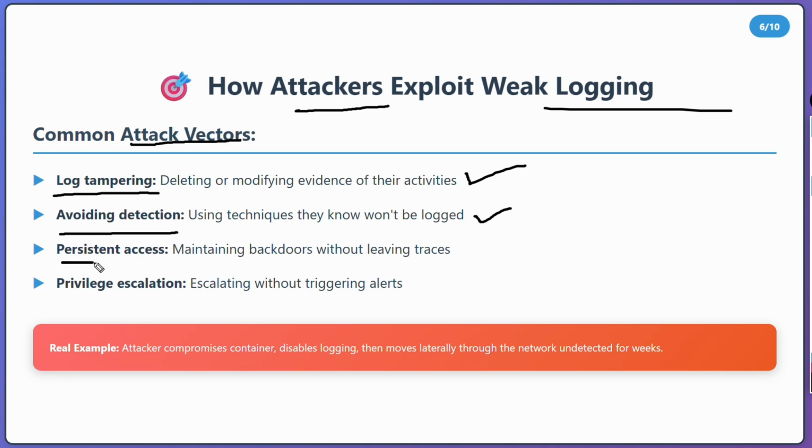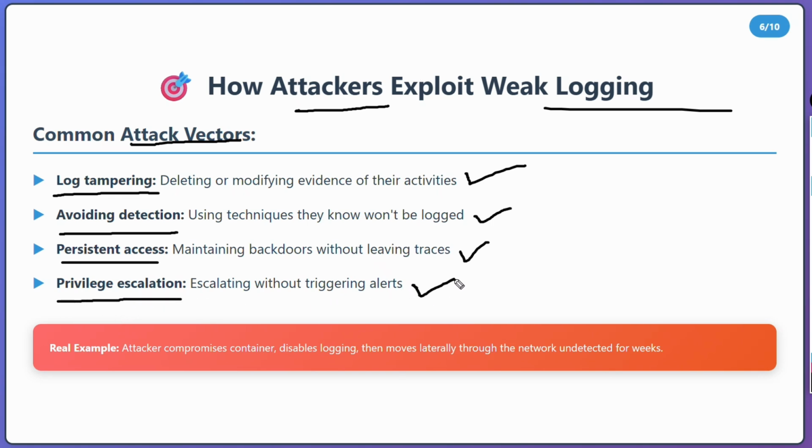Okay, and the third attack vector was persistent access. What exactly that means is maintaining a backdoor without leaving traces. So without proper logging, attackers can install a backdoor or malware and maintain access for weeks or even months without you noticing it. Why? Because there is no logging mechanism, right? So there is no chance to be caught sooner.